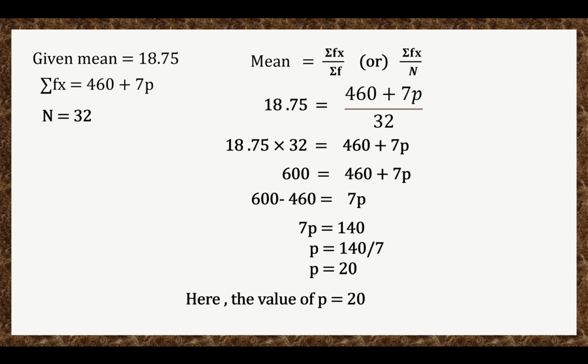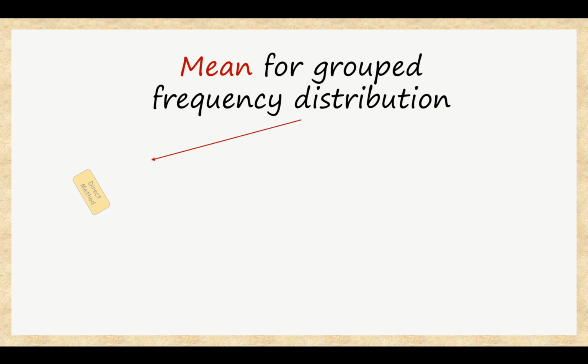In this video, we learned how to calculate mean for ungrouped discrete data using direct method. It's a simple process that gives us the average of the data points. In my next video, I will show you how to calculate the mean for grouped data, which is slightly different but just as important.